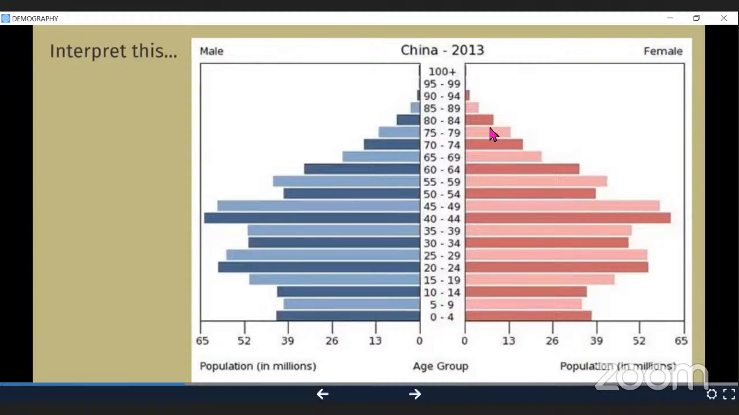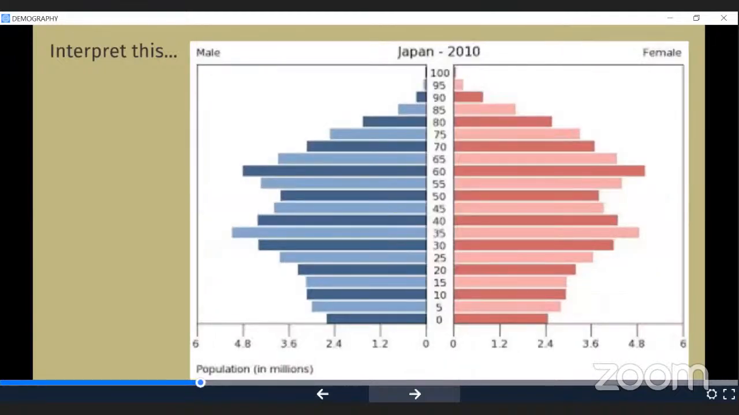One child policy. So they have a low birth rate, a decrease in births. What happens is they have few young children, a lot of middle-aged people, and then a few older people. And every scenario affects your age-sex pyramid. So for example, this is Japan.